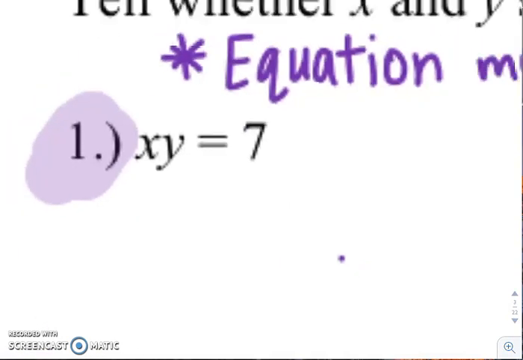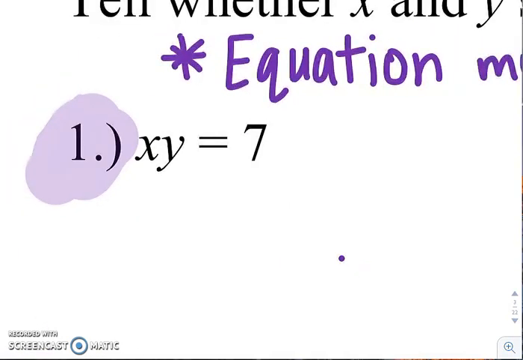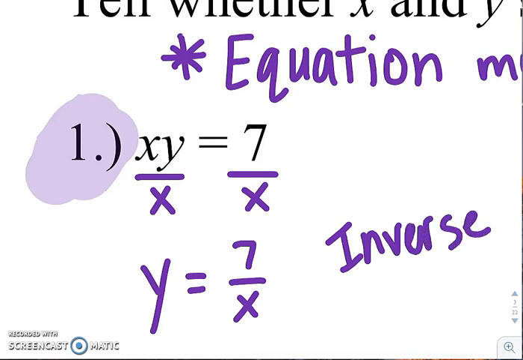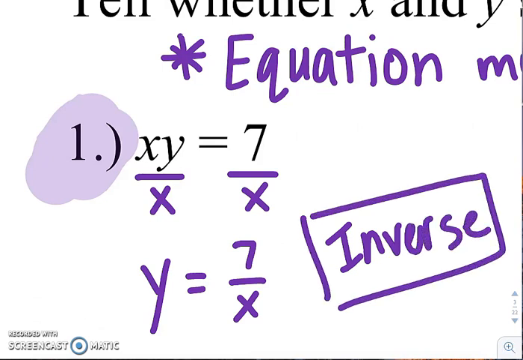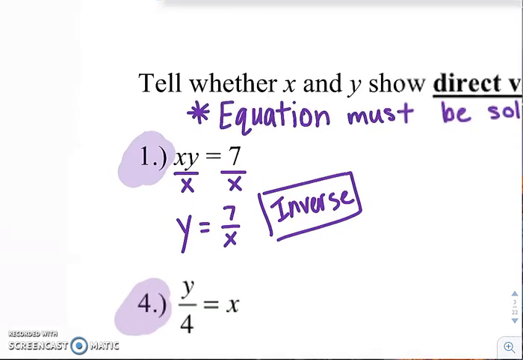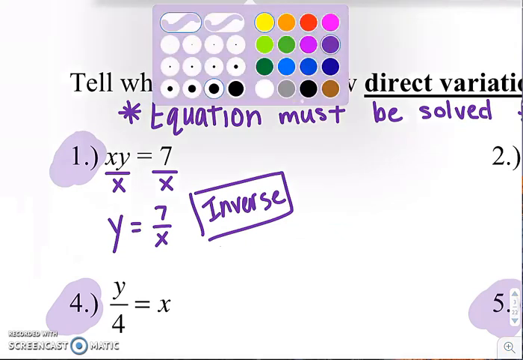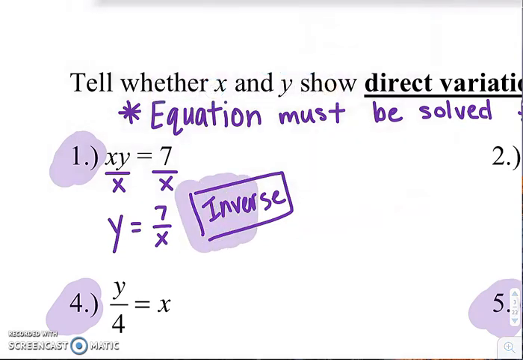So for number 1, for example, we have xy equals 7. We would want to divide by x. You get y equals 7 over x. So because you're dividing by x, this would be a type of inverse variation. So that's all you're doing, is solving your equation for y and then checking to see what type of variation you would have. So how about number 4?